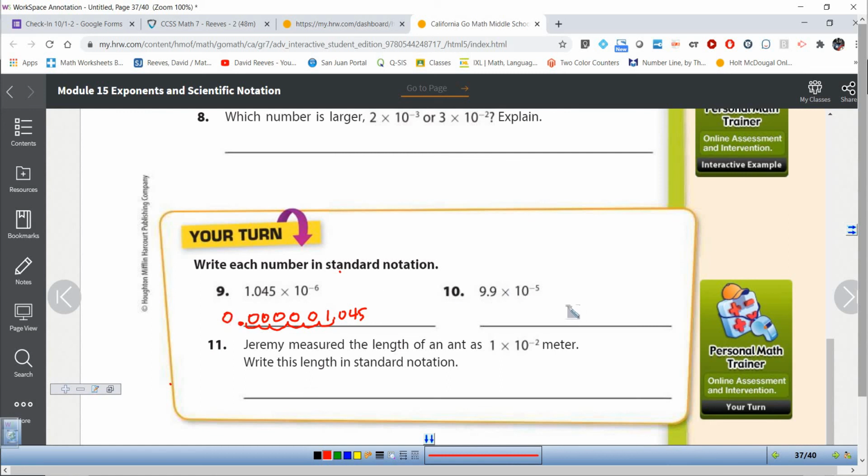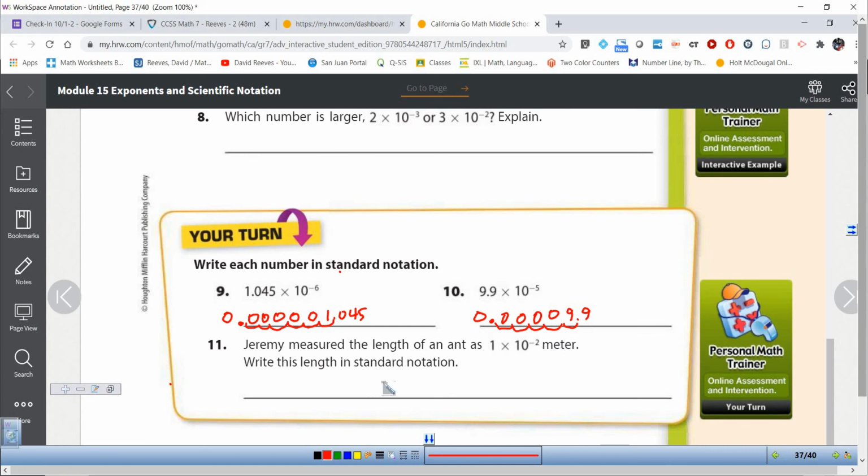All right, 9.9 times 10 to the negative 5, right? So I go 1. I've already used up 1, 2, 3, 4, 5. There's my decimal, right? 1, 2, 3, 4. And if you put the 1 in front, that'll get you your 5 zeros. But there's only 4 after the decimal place.